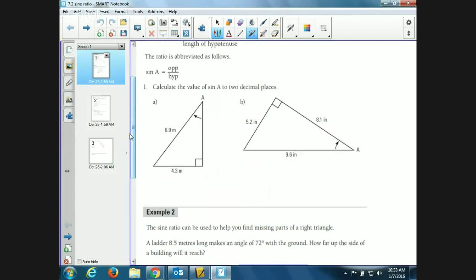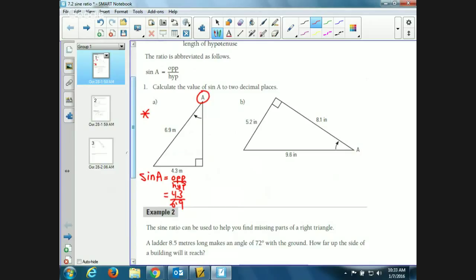So this one, you might want to do this on the left of your sheet, but I'll do it just below because I don't have the space. In this case, the sine of A is opposite over hypotenuse. This is angle A. So the side that is opposite angle A is 4.3 meters. So that's going to be my opposite, divided by the hypotenuse, which is the 6.9.